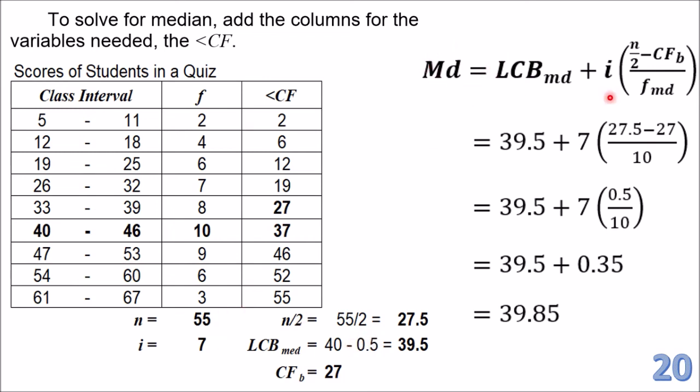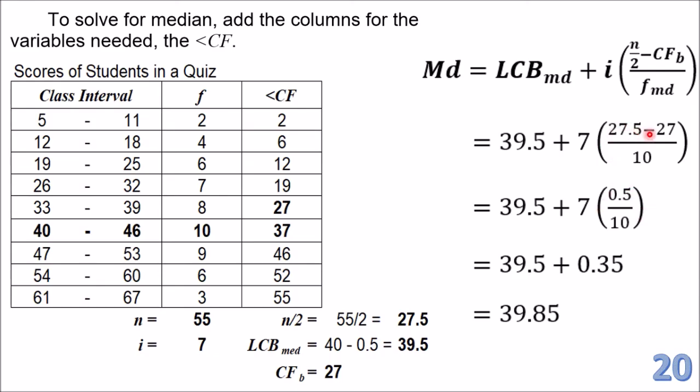So, andito yung ating formula ng median. Okay? We have the LCB of the median class. That is 39.5. Andito. I is 7. Ayan. N over 2, 27.5. Yan yung sinolve natin dito. And then, minus CFB. CFB is 27. Yun siya. And then, over 10. Because 10 yung frequency ng median class. Saan galing yan? Andito. 10. Ito yung F ng ating median class na 40 to 46. 10. And then, simplify. So, mauna kayo dito.